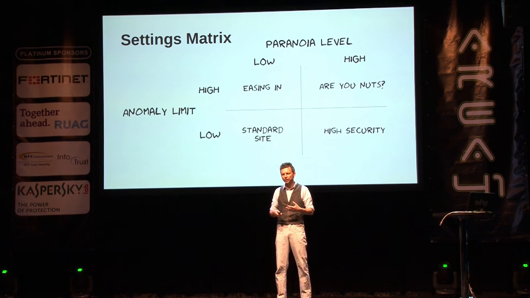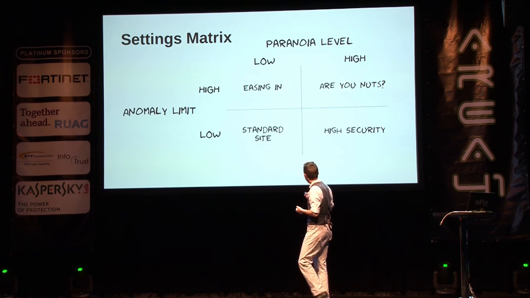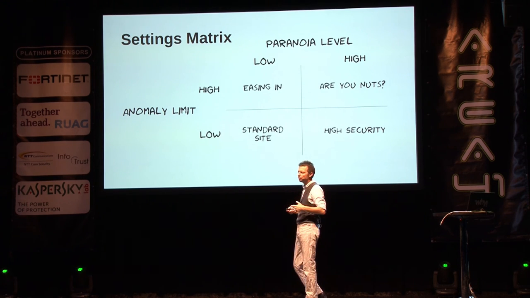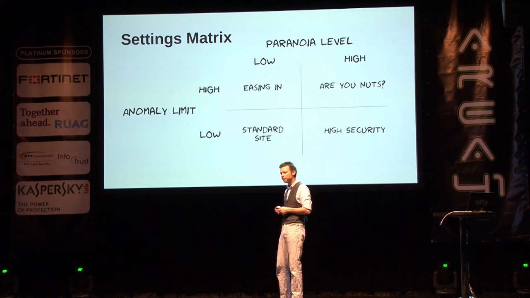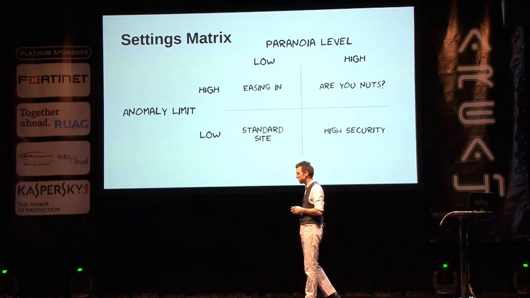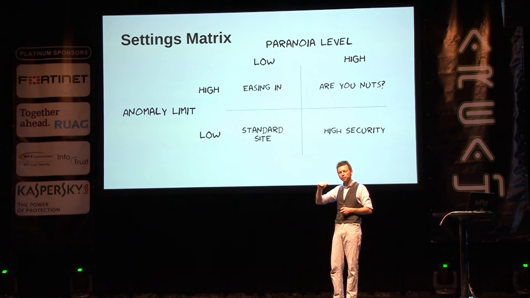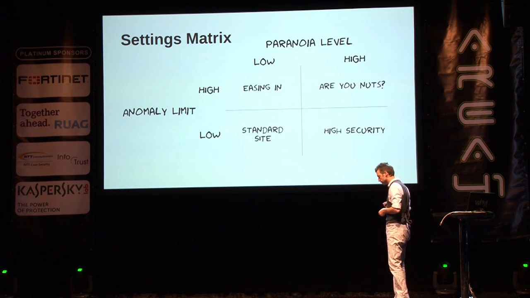That's a lot better than not having the WAF at all. So I would say a low paranoia level combined with a strict low limit and very few false positives, that's a good default. That's what you should be aiming for. And then, if you have a higher need for security, and if your appetite for false positives is higher, then you slowly raise the paranoia level to a higher level. And then you arrive at a high security site.